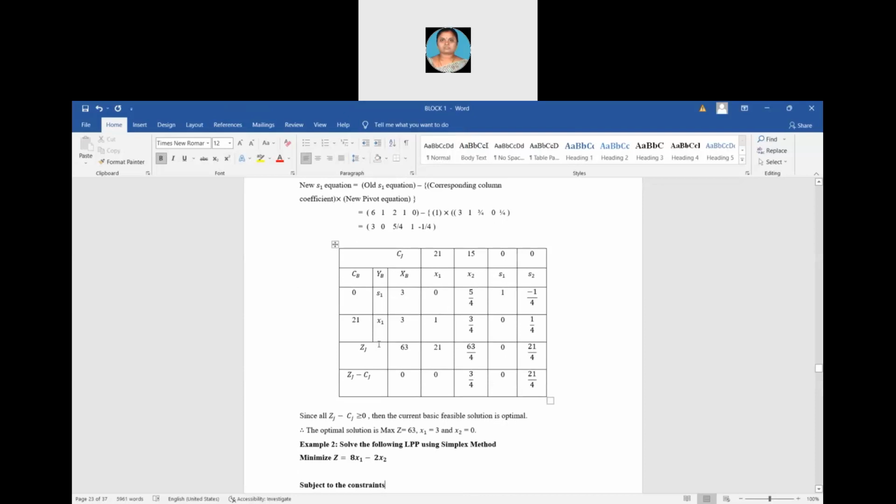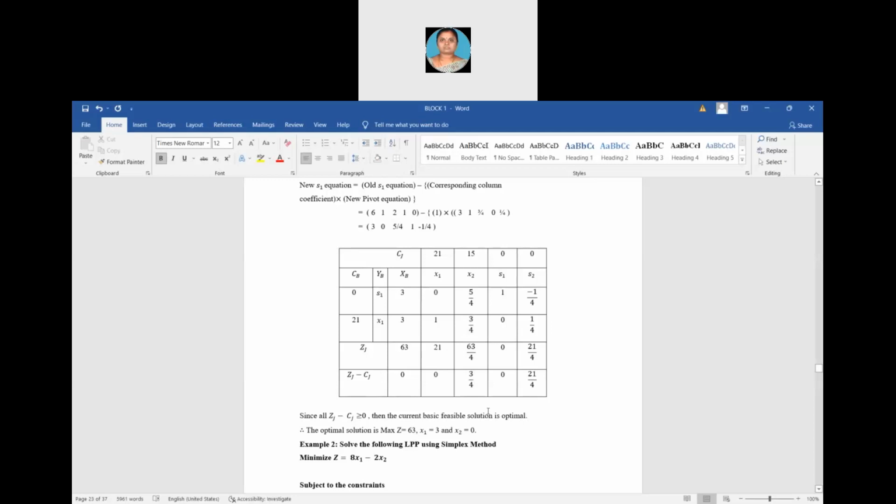So now you can calculate Zj. What is your Zj? 0 into 3 plus 21 into 3 equal to 63. 0 into 0 plus 21 into 1 is 21. 0 into 5 by 4 plus 21 into 3 by 4 is 63 by 4. So if you multiply and subtract, Zj minus Cj, all the values we are having here are non-negative. That is, all the values you get here are positive values only. So you can stop the problem by that itself.